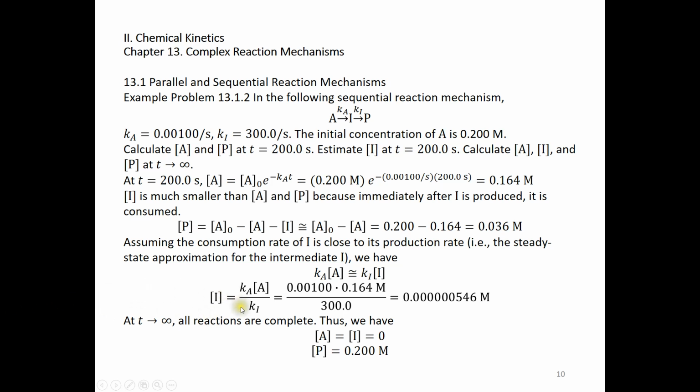Now let's verify or calculate the concentrations of A, I, and P when the time approaches infinity. When the time approaches infinity, of course, A and I are just 0. There's only P in the system, and P is therefore 0.2 molar.